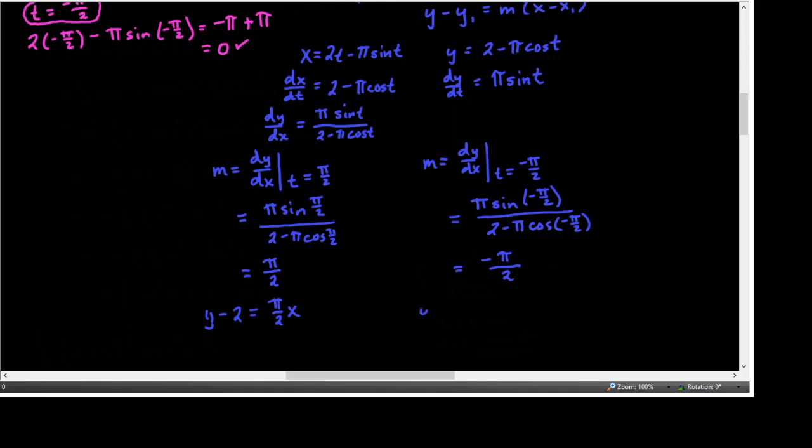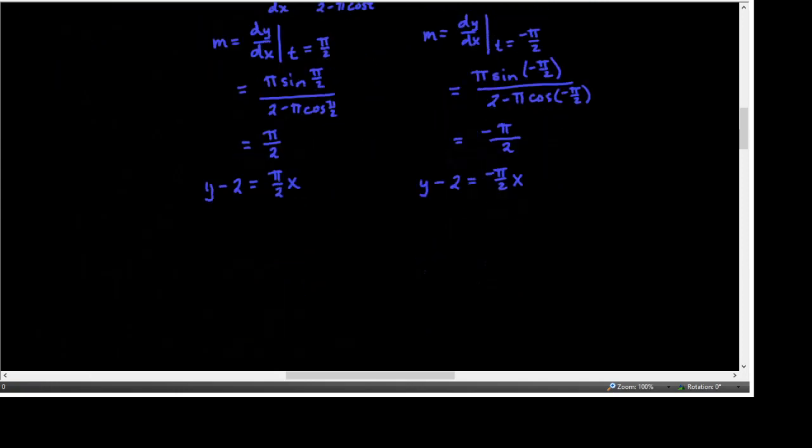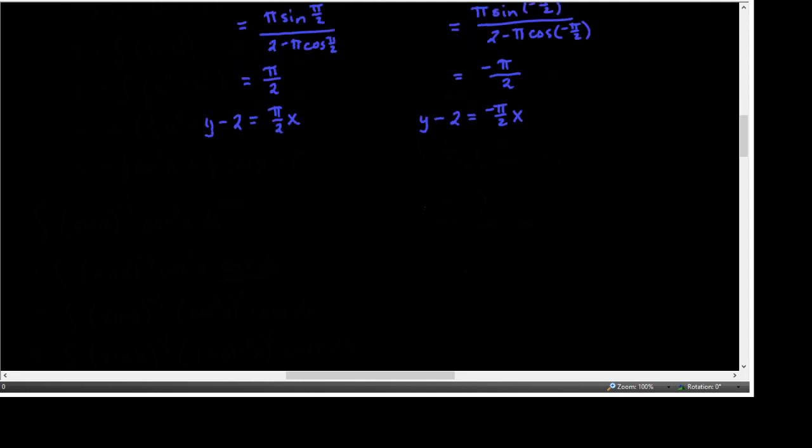And using the point (0, 2), the equation of the tangent line will be y minus 2 equals negative pi over 2 times x minus 0. If you want to, you can add 2 to both sides if you just feel like you have to solve for y. For me, you do not need to do so. Leaving it in this point-slope form is perfectly legitimate, and I'll take it. Okay, so let's see. What's next?